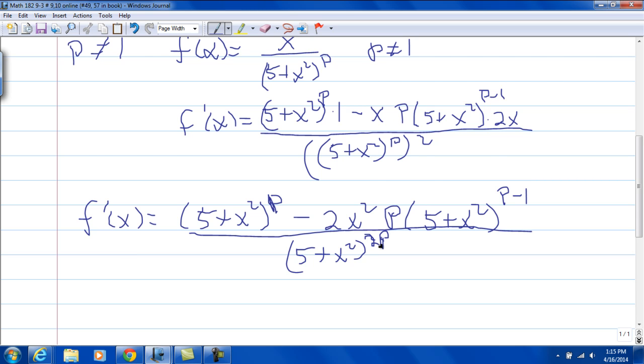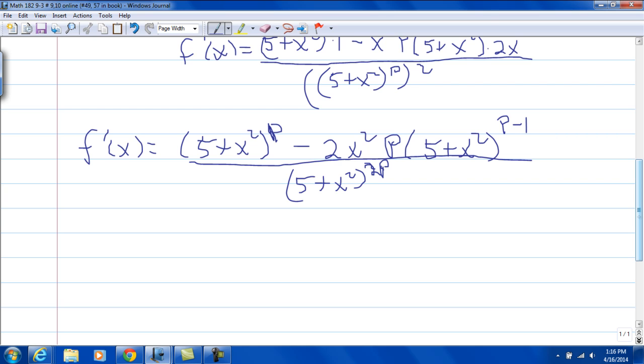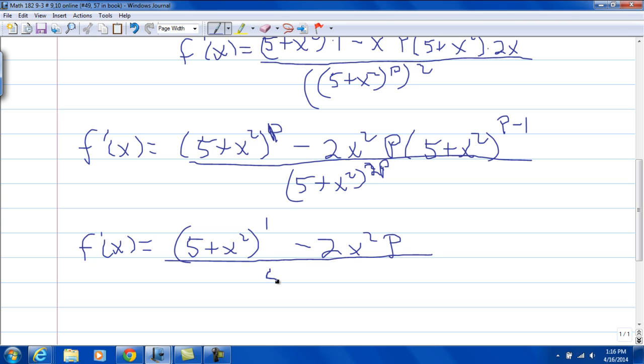Remember we multiply powers? Now I have 5 plus x squared to the p and 5 plus x squared to the p minus 1, so we can reduce this so that f prime of x becomes, I can divide a p minus 1 out of the top and bottom. We still have a 5 plus x squared from the first term to the 1 minus 2x squared times p over 5 plus x squared to the 2p minus p minus 1 would be 2p plus 1. So what we had was 2p from the denominator minus p minus 1 from the numerator gives us 2p minus p plus 1. Okay, so it's just a p, not 2p. And we have p plus 1. Hopefully that makes sense.